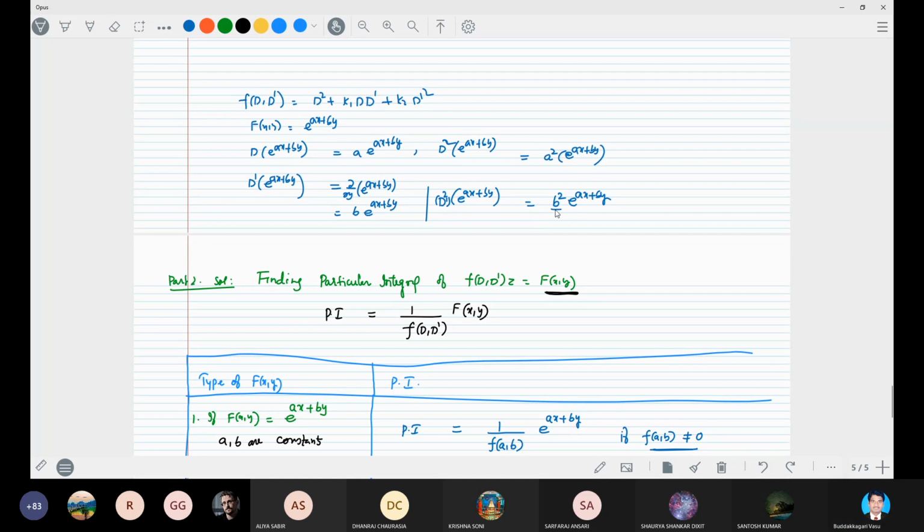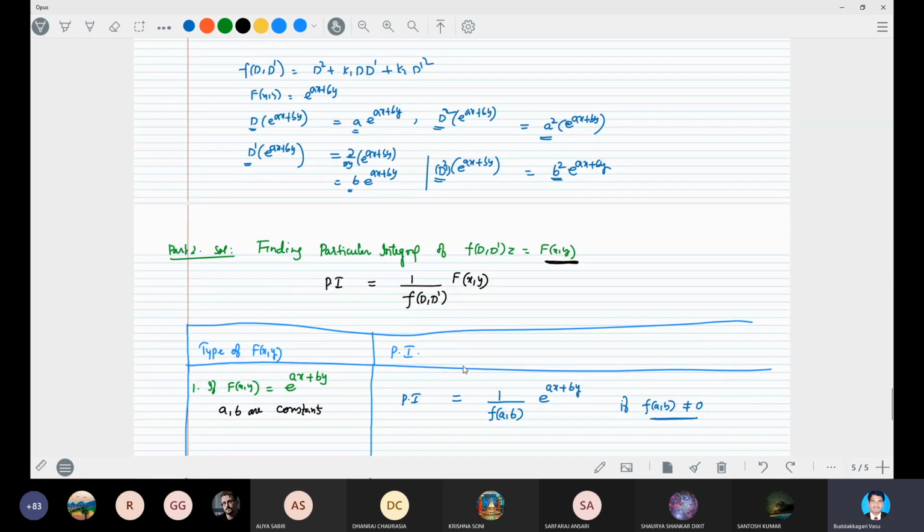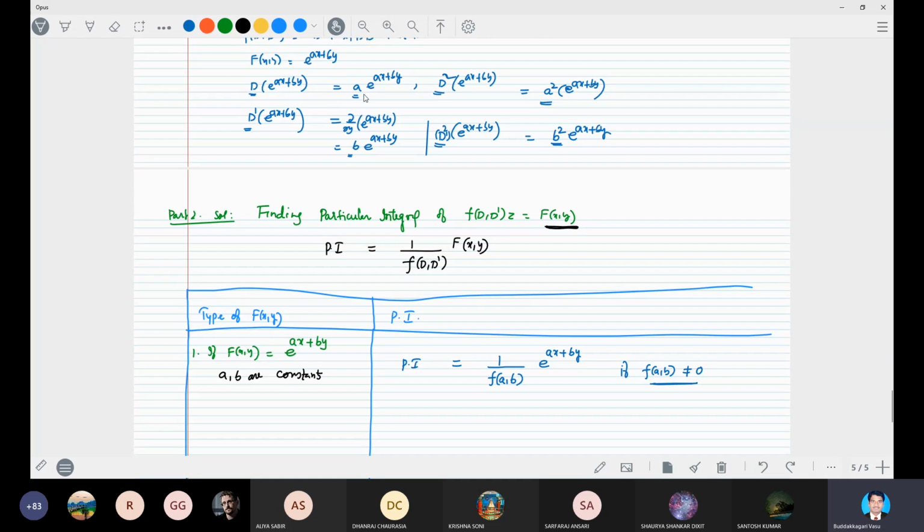What do you observe? While operating 1 by f of D, D dash on the function f of x comma y, it will be changing only D to a and D dash to b. Nothing else is changing in that function once we operated that. Am I right?